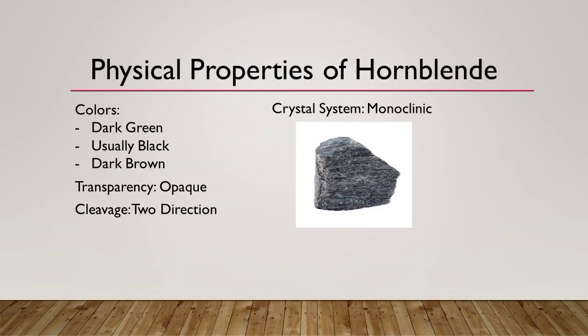Next is physical properties of hornblende. Colors: dark green, usually black, dark brown. So ito daw yung mga karaniwang kulay ng hornblende. And yung crystal system, which is monoclinic. So kagaya ng kanina, yung shape daw ng hornblende is hindi pantay, and transparency, opaque. So ibig sabihin hindi daw siya transparent. Cleavage, two directions, which means kapag daw nabiyak or nasira yung hornblende, hindi daw basag-basag or mahahati lang sa dalawa.